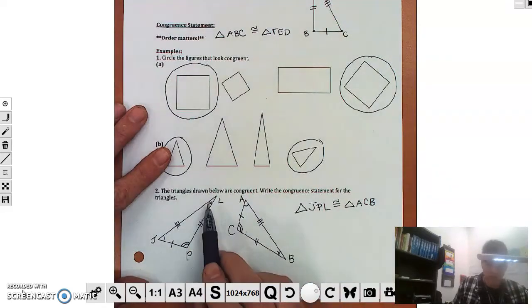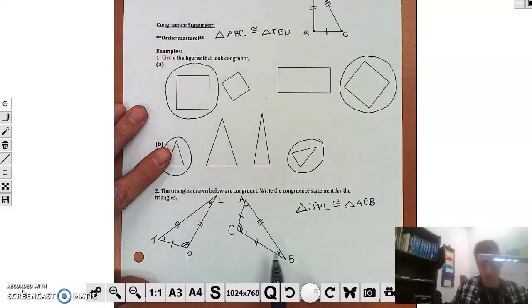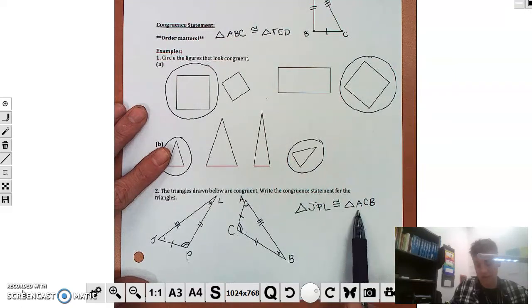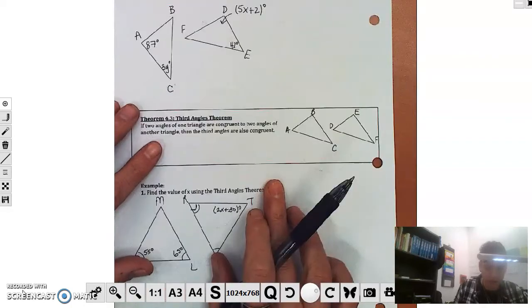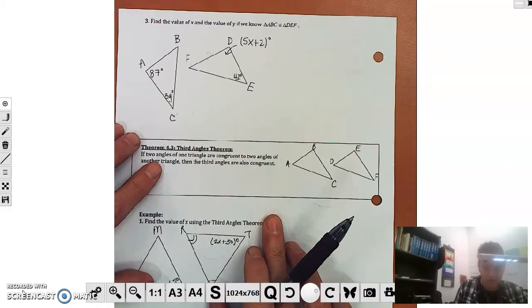These are different ways to show angles are congruent. We just got to make sure they have the same markings, so those markings match up. So J is congruent to A, P to C, and L to B. And that was all based on the order of these letters. J and A, P and C, L and B. All right, cool. So now let's go back to this guy.